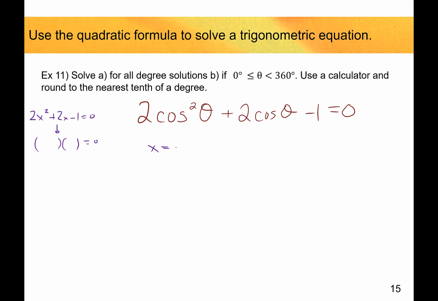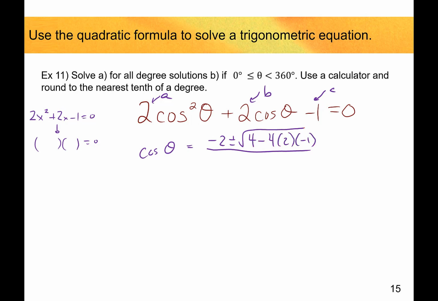So x is equal to, there's my a value. In fact, we should say cosine theta is equal to, that's a, that is b, that is c, and hopefully you wrote down the quadratic formula from a few slides ago. It's going to be negative b plus or minus the square root of b squared minus 4 times a times c all over 2 times a. And that a changed into a 2.